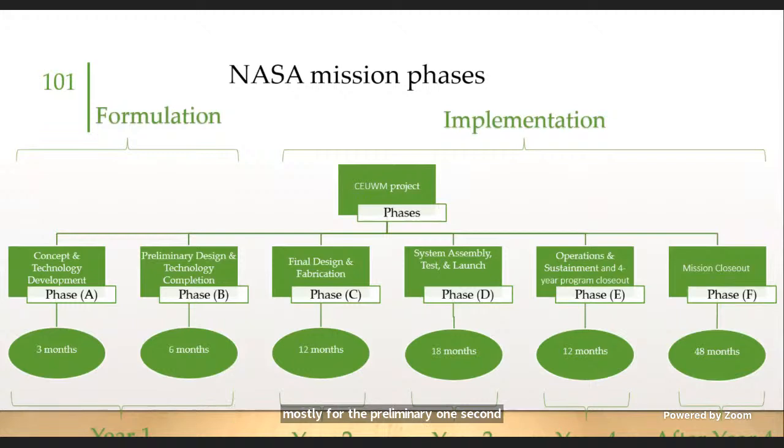The second area, the implementation, takes about 5 years total. The final design should be fabricated by the end of year 2. Then in about an 18-month period, the system will be assembled and launched, after which the operations and sustainment will take place. At the end of this stage, phase E, our work on our program will be kind of over, but the mission will carry on for 2 more years as we hand off to the community in the final phase, phase F. Next.